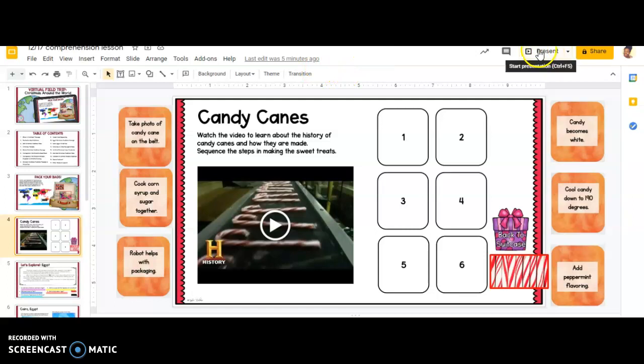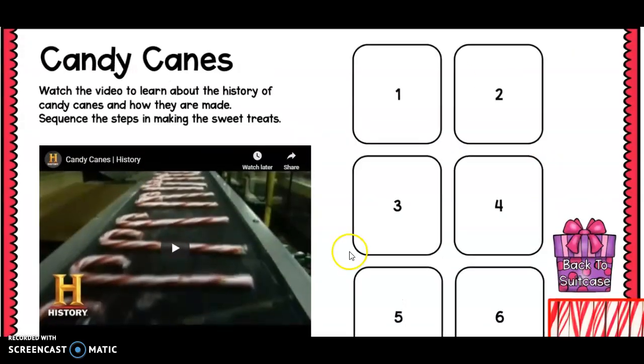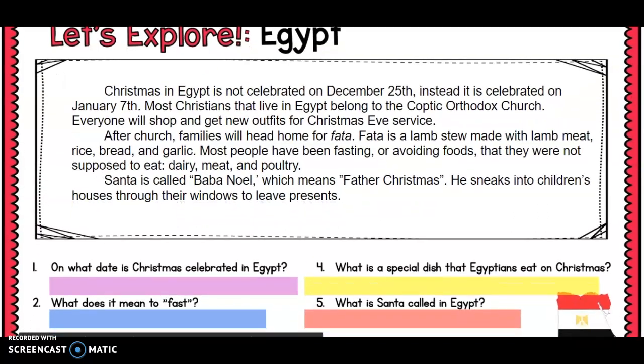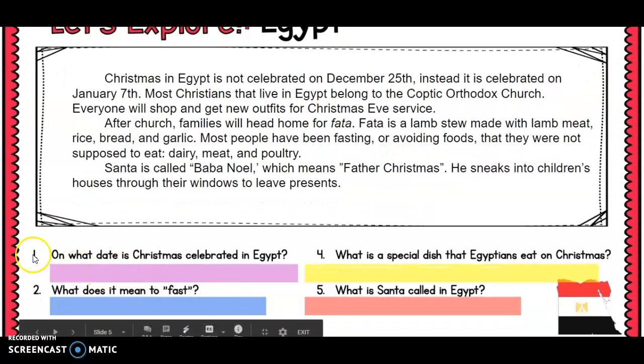Next, we are going to explore Egypt. So you will read this short passage, couple of paragraphs, and then answer these 5 questions. So 1, on what date is Christmas celebrated in Egypt?